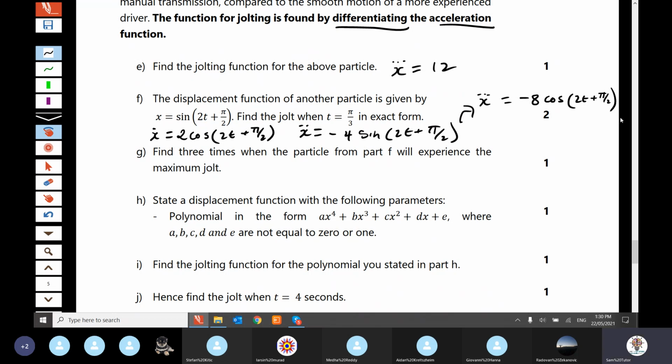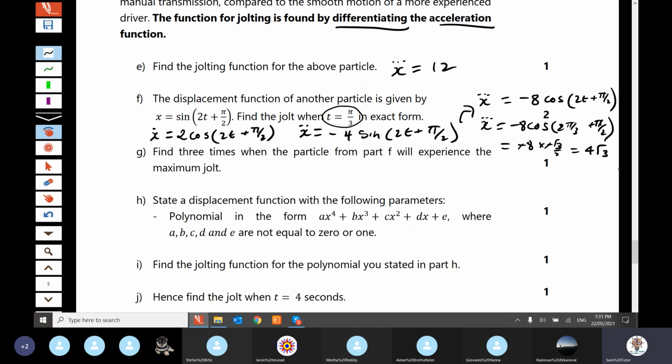Does that make sense? It says at t equals pi over 3. So what do you do now? Sub it in. x triple dot equals negative 8 cos(2 pi over 3 plus pi over 2). 2 times 60 plus 90, the cos answer is negative root 3 on 2. Negative 8 times negative root 3 on 2. The negatives cancel out, 8 over 2 is 4 root 3. That's the jolt. You'll feel it at 4 root 3 force, let's call it for now.